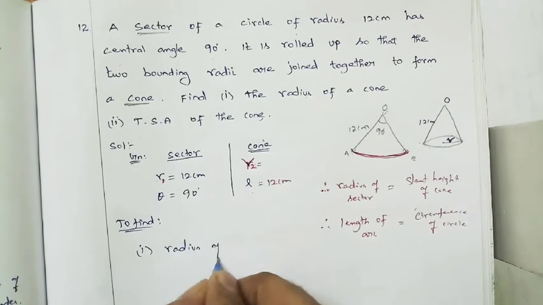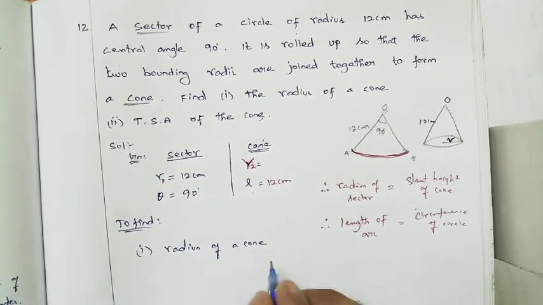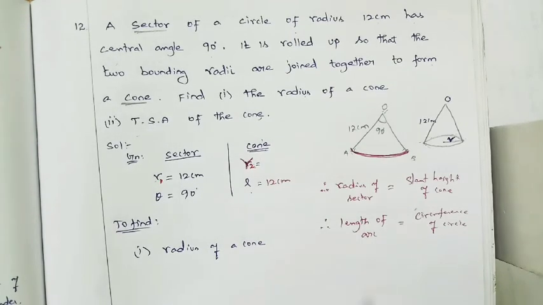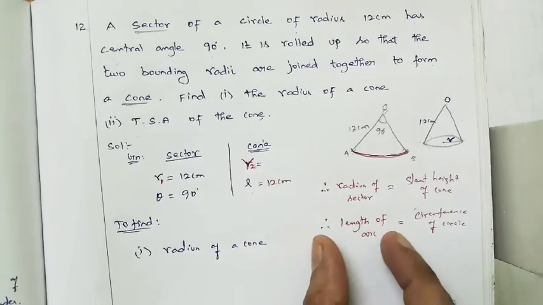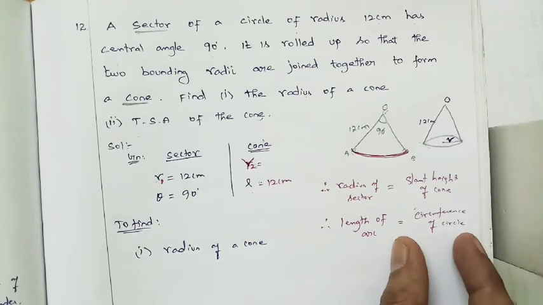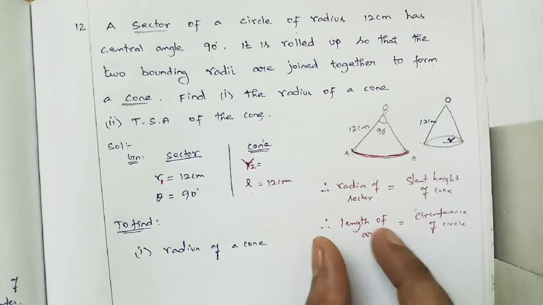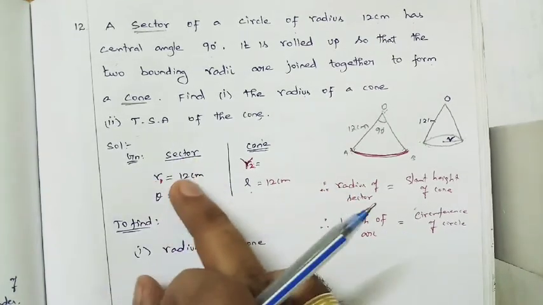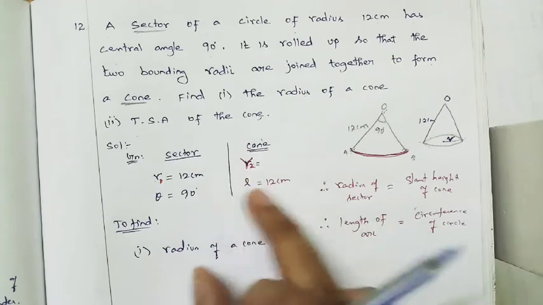How are we going to find the radius of the cone? Simple. I told you that the length of arc is equal to the circumference of the base of a cone. So we just equate these, and we know the length of arc formula and we know the values also. Substitute and simplify, we'll get the radius.